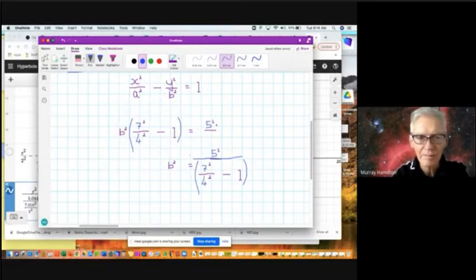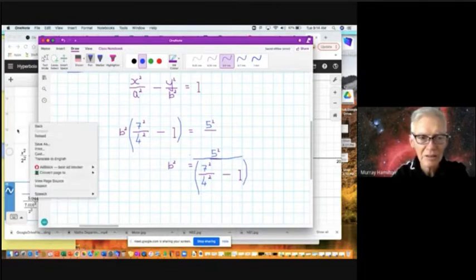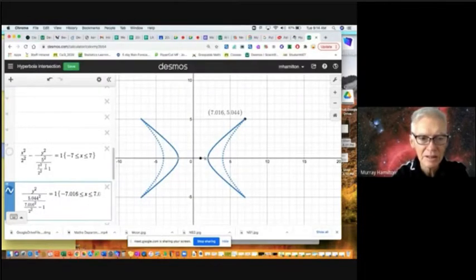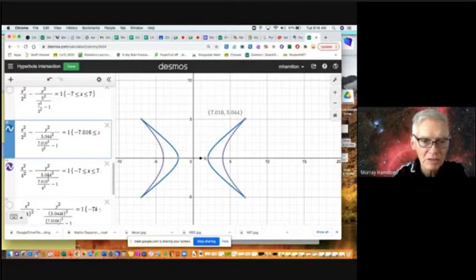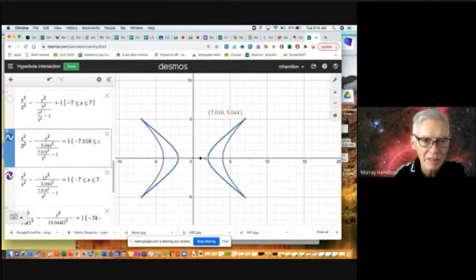So let's go to our Desmos and check to see if we've got it correct. There it is. X squared over 4 squared minus y squared. I've actually got the actual value here because I've replaced the 5 squared with 5.044. And I replaced the 7 squared with 7.016, and now we've got it accurate. Okay, so that's the first bit.